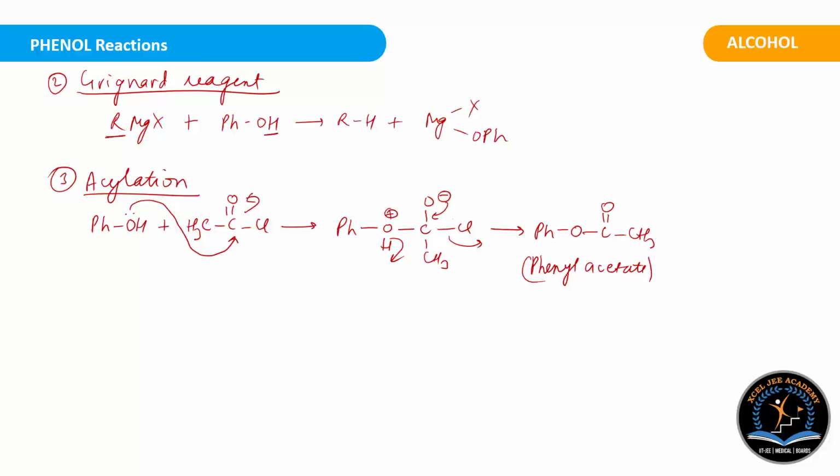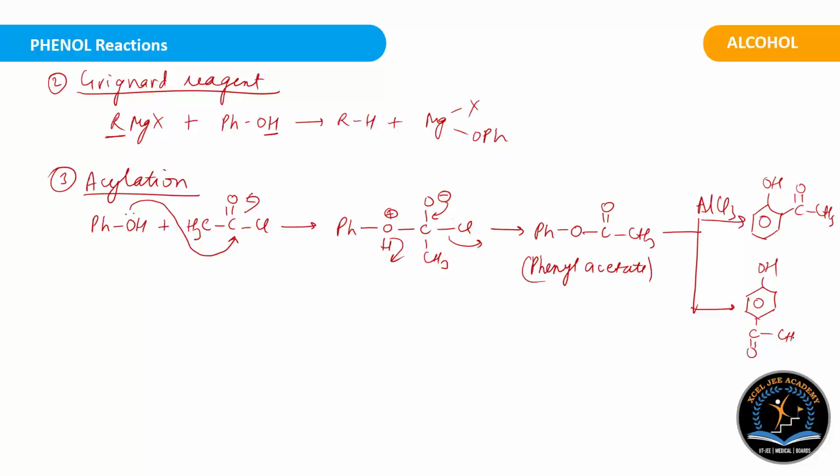Now it can rearrange. In the presence of a reagent referred to as AlCl3, it can undergo a rearrangement reaction, that is Fries rearrangement, and it will lead to the product with OH, and at the ortho position this acetyl group will be attached, or at the para position this acetyl group can be attached.